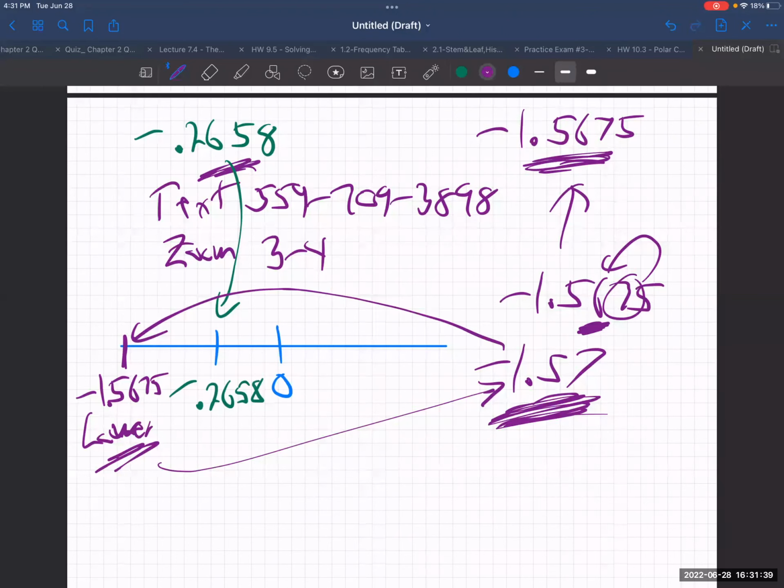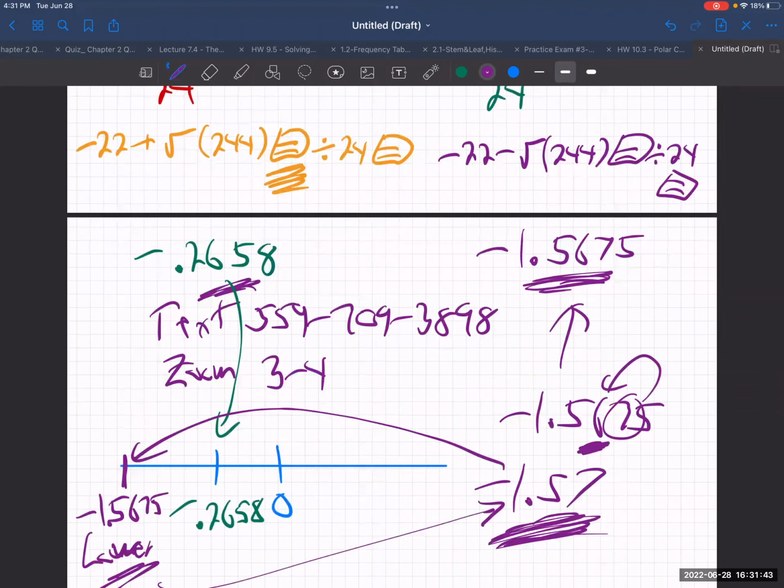That's our answer to the question. So there's how you use your calculator. These are generally the buttons that work for most calculators. I'm glad to help. Text me, or come to my Zoom time if you have any more trouble.